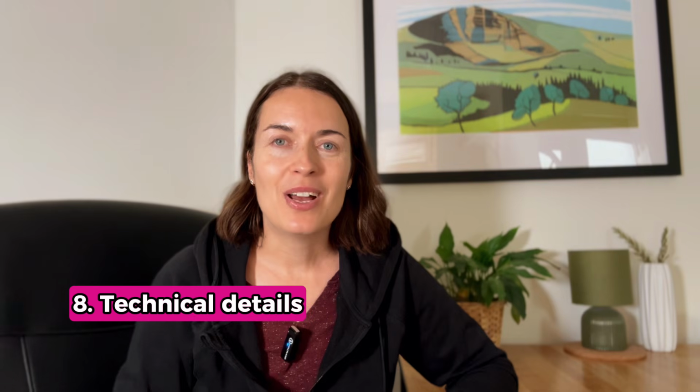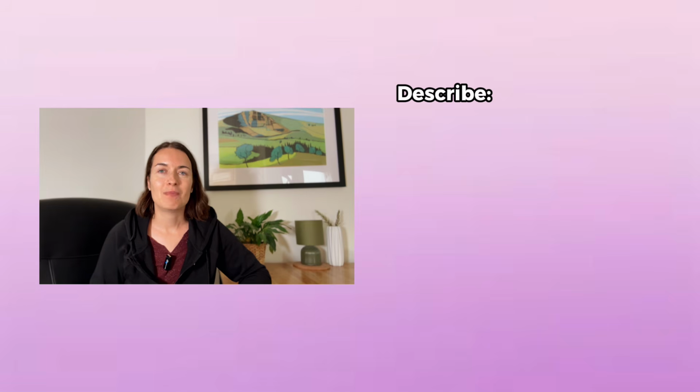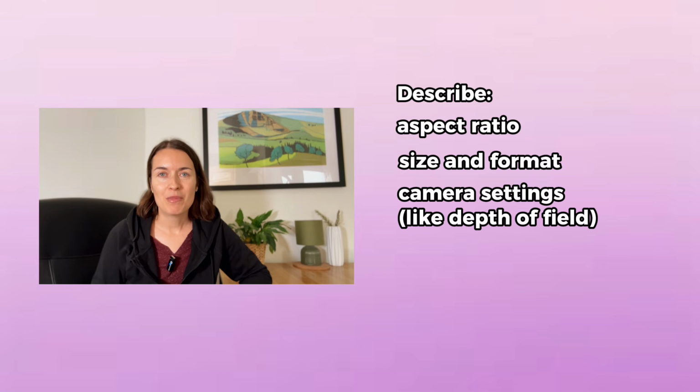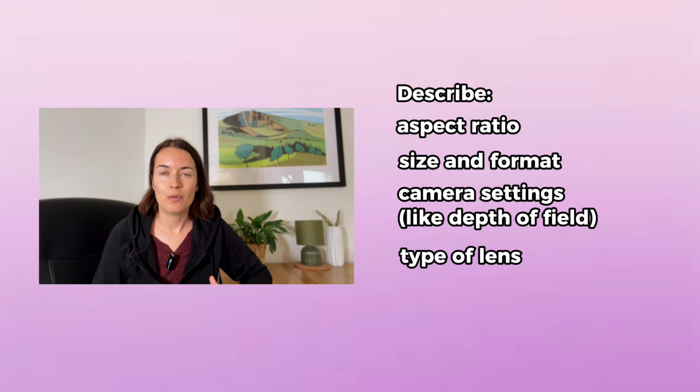And the final one is technical details. So this is entirely optional, but it's something that's useful to be aware of. You can specify some technical details relating to things like the aspect ratio, the size or the format of the image, or even camera settings like depth of field or the type of lens that was used.